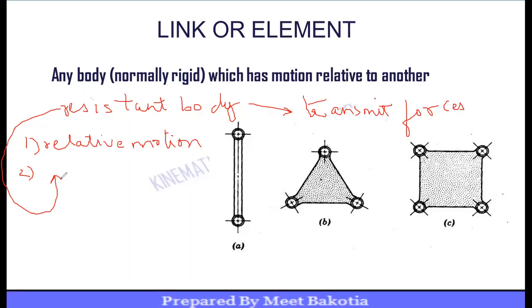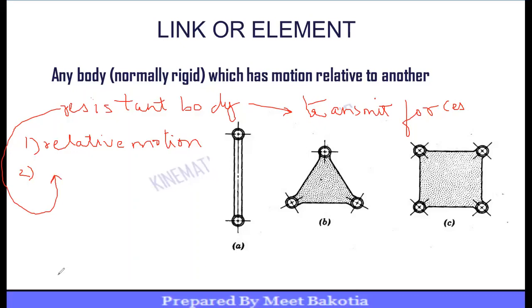See how the relative motion is happening, and because of that, the forces which will be generated will be taken by these resisting parts which we are talking about, like crank, connecting rod, piston, cylinder, right? So this is what is called a kinematic link.